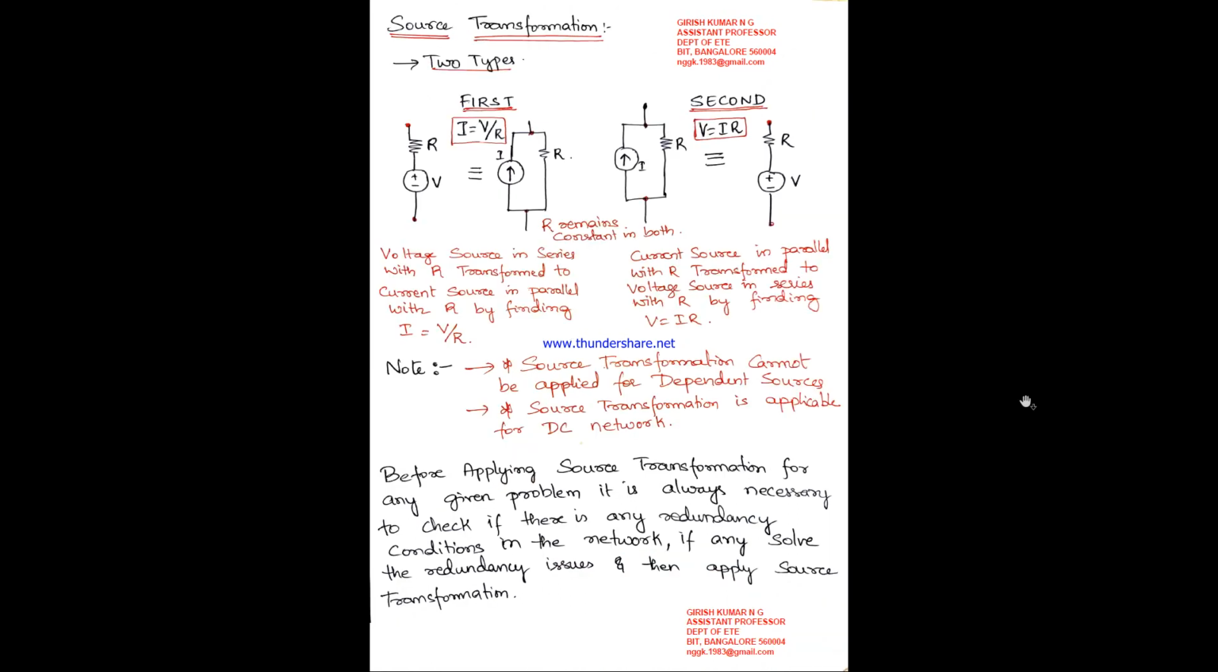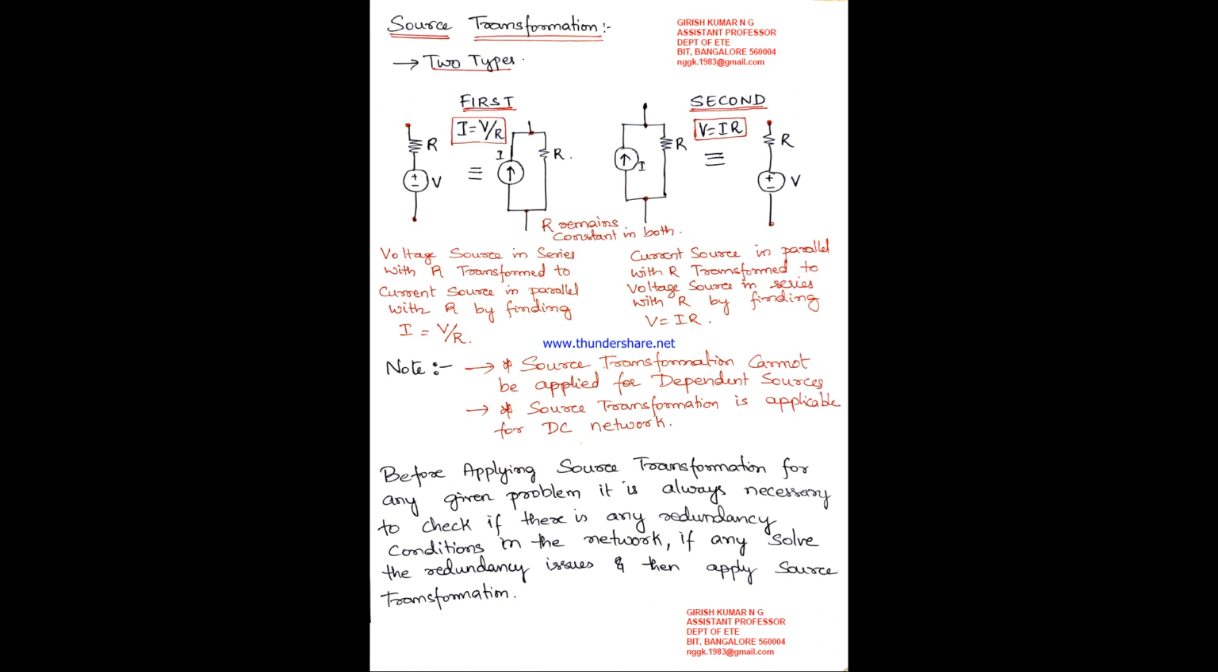I hope you all got this: what happens to V1 and V2 when they are in parallel, and what happens to I1 and I2 when they are in series. Now, can we get into our concept? Can we move on to source transformation? Before getting into source transformation, there are two types of circuit transformation you normally see in the source transformation technique that you apply in any electrical circuit.